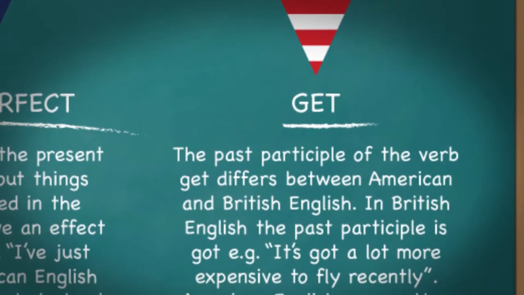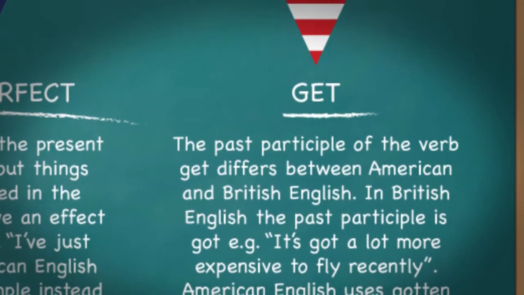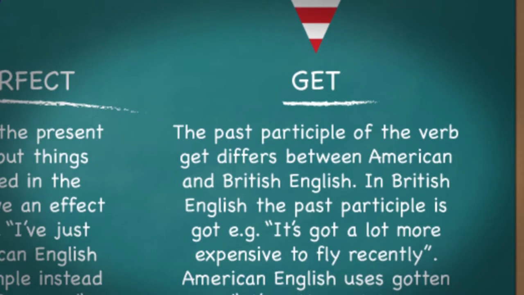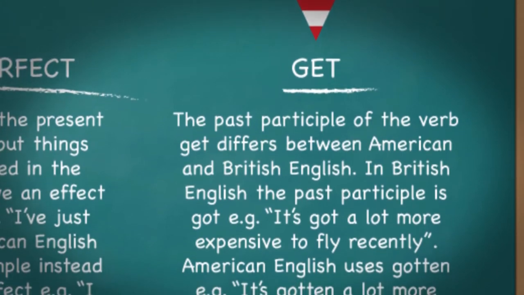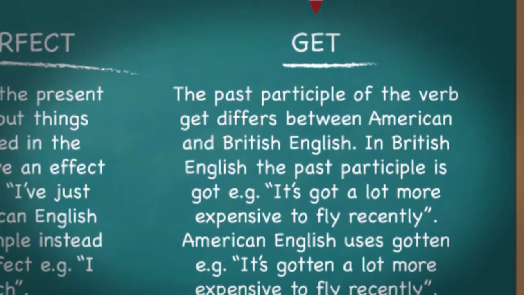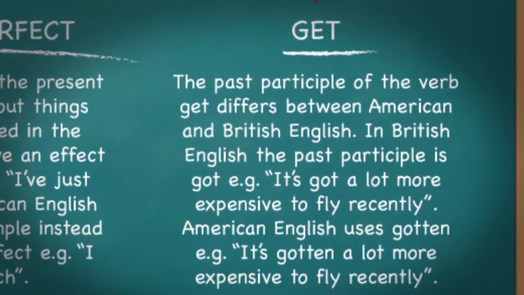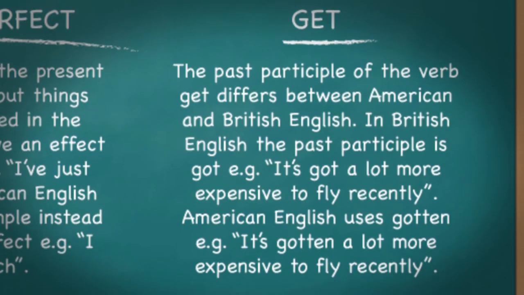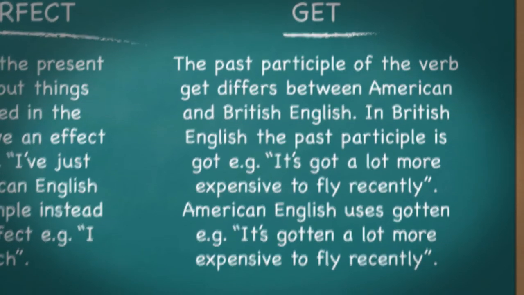Get. The past participle of the verb get differs between American and British English. In British English, the past participle is got. For example, it's got a lot more expensive to fly recently. American English uses gotten. For example, it's gotten a lot more expensive to fly recently.